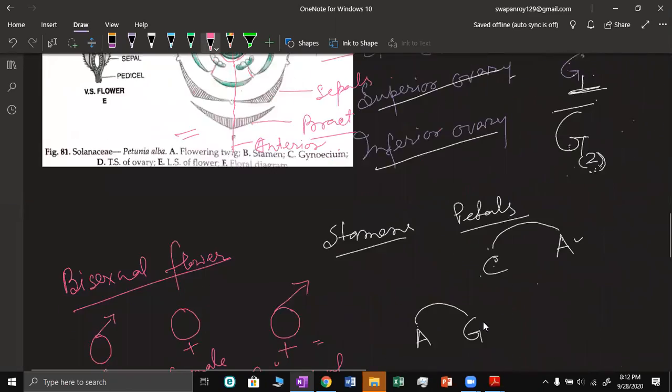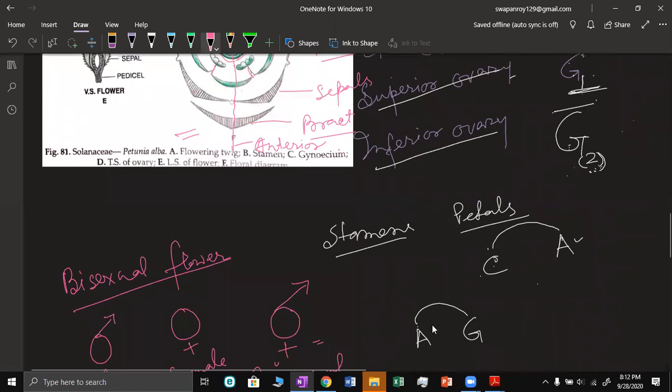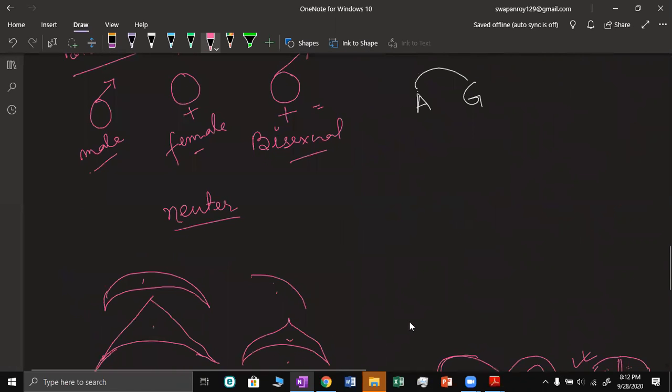So I think I should close it, but the time is over. Do you have any question? This one you can just read from your NCERT book. It is given there. Or you can copy from here with the corrections and the things I have already added.